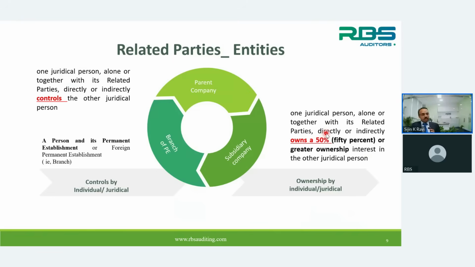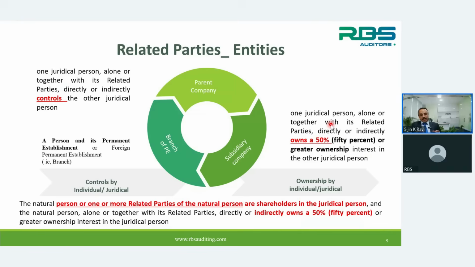The second category is relating to control. That means one juridical person, alone or together with its related parties, directly or indirectly controls the other juridical person. So there is a term used: control. The first part is purely relating to the shareholding structure, and the second part is purely relating to control. Control is based on different categories that we will discuss in the next slide. And if a natural person or related party together control, directly or indirectly, more than 50% of shareholding, then also it is treated as a related party.